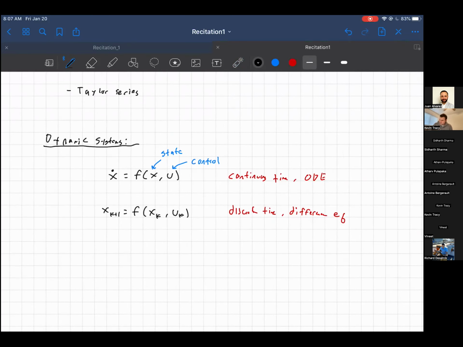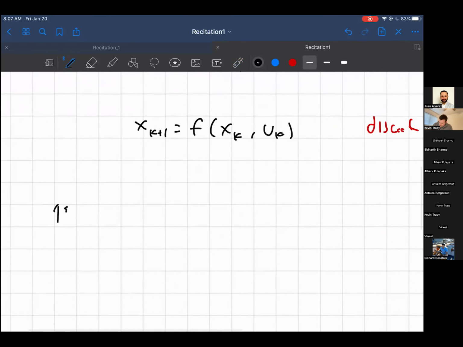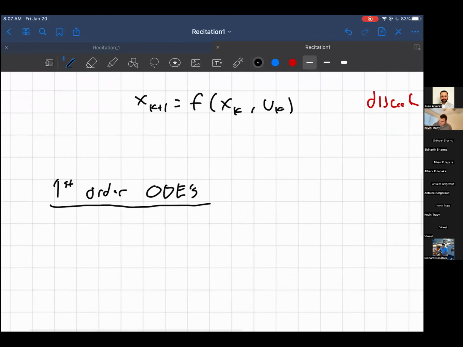All right, so the next thing to talk about is we like everything to be first order ODEs. And what I mean by that is that if I were to give you something that looked like x double dot equals f of x, this is a second order ODE. And this is super common in the case of dynamics for a robot or something. But we want everything to be a first order ODE.